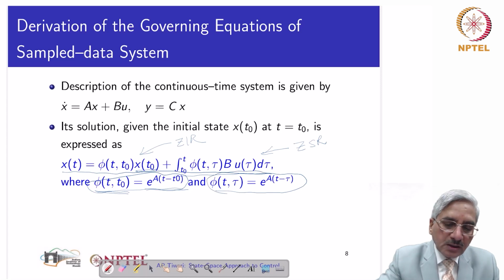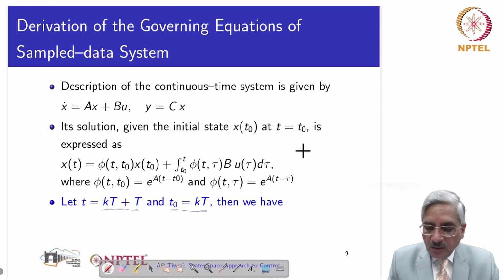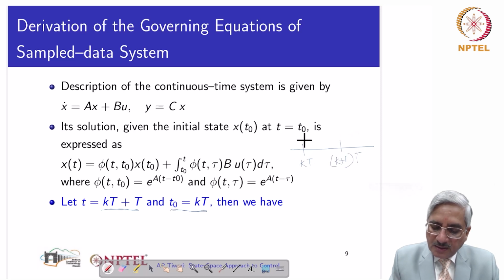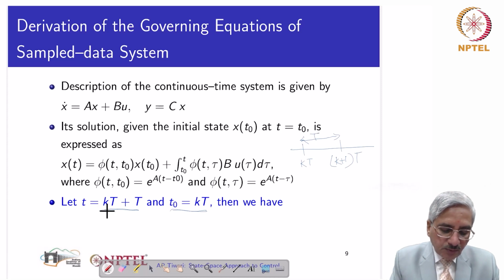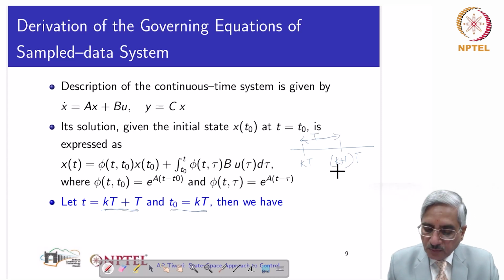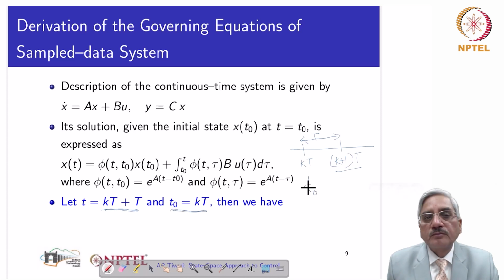So in this one, we substitute t equal to kT plus T and t0 as kT. If this is the time scale, and this is the instant kT and this is the next instant (k plus 1)T, they are separated by the duration T, capital T. So we substitute t equal to kT plus T, or (k plus 1)T, and t0 as kT.